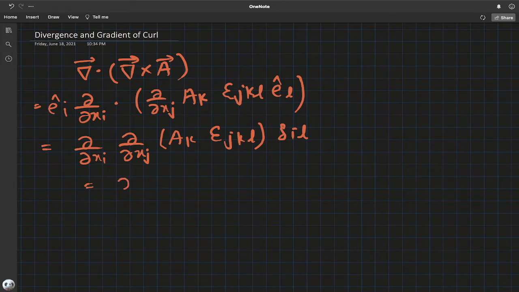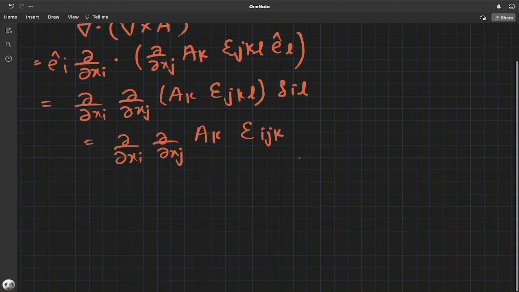which now if you contract over the indices, partial xi partial xj Ak epsilon ijk, because I lose the L, I get an I, shuffle the indices. And again, I think we went over this. The symmetric terms are sort of anti-commutative, so you get 0.